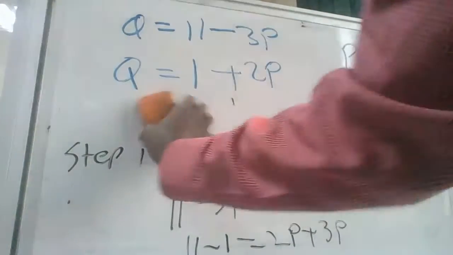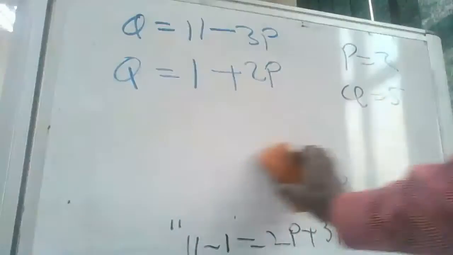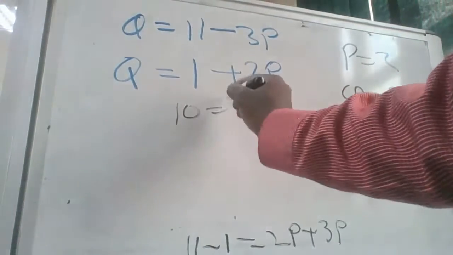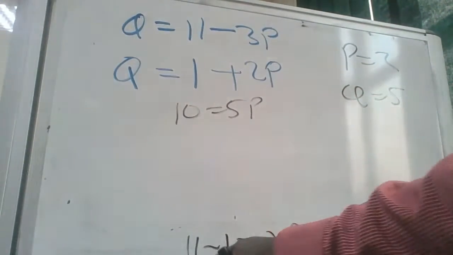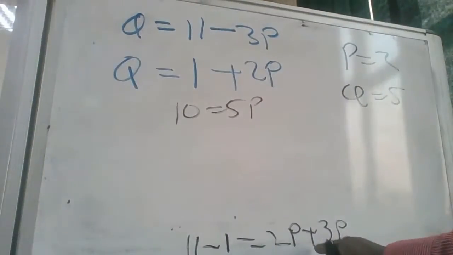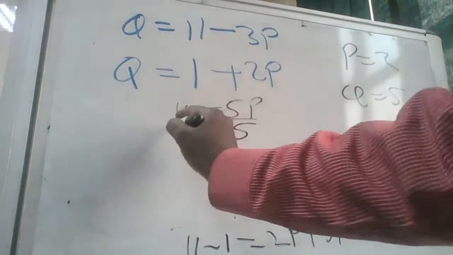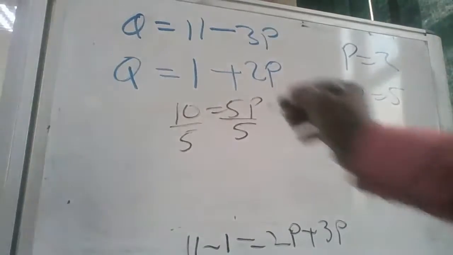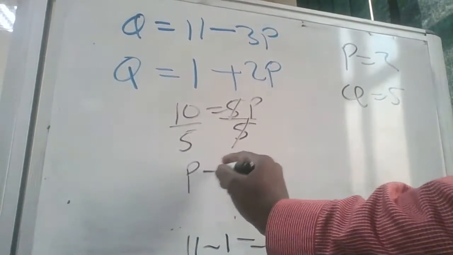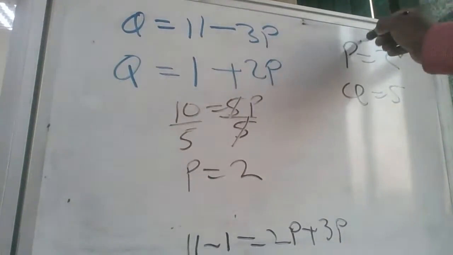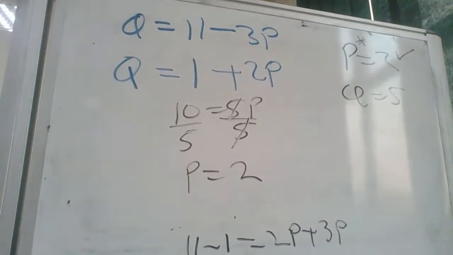Okay, so let me wrap this part here. So we're saying we have 10 is equal to 5P. 11 minus 1 is 10, 2P plus 3P is 5P. So to find P, we divide through by 5. And if we do that, our P will be equal to 2. And that's how we found that the equilibrium price is equal to 2.